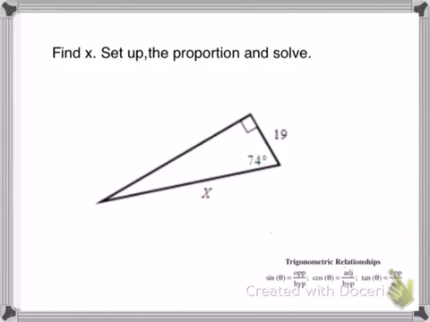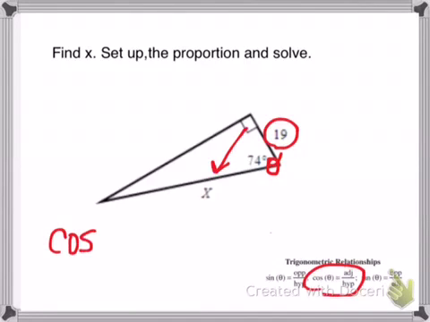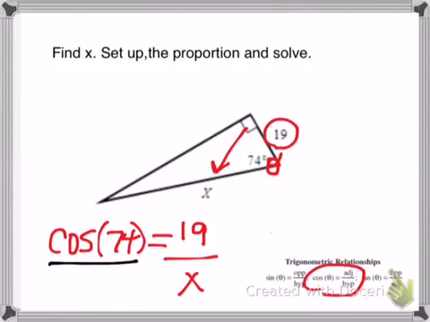For the next question, it wants us to find x, set up a proportion, and solve. Let's let 74 be our theta. If we put theta at 74, we're comparing the adjacent side and the hypotenuse, so that would be cosine. We would set up a proportion: cosine theta, which is 74 degrees, equals the adjacent side, which is 19, over the hypotenuse, which is x. Again, we want to make it a proportion, so we put that over 1.